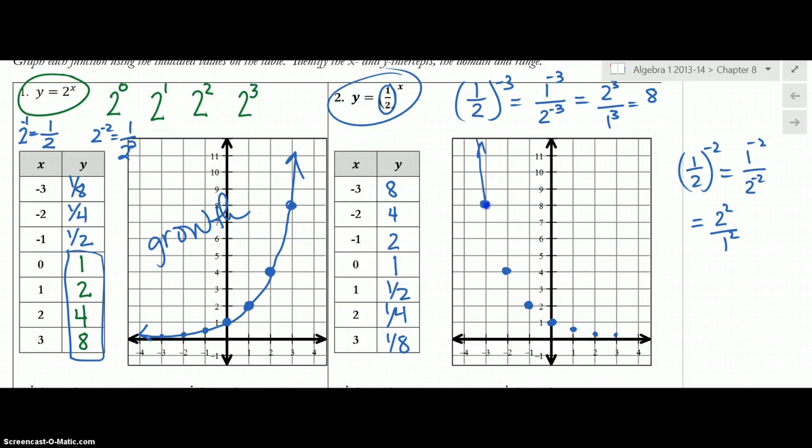And if you notice, from left to right we are now going down. And again, we're not going to go into negative territory unless there's a shift, and when we're graphing by hand, we are not going to do any shifts.